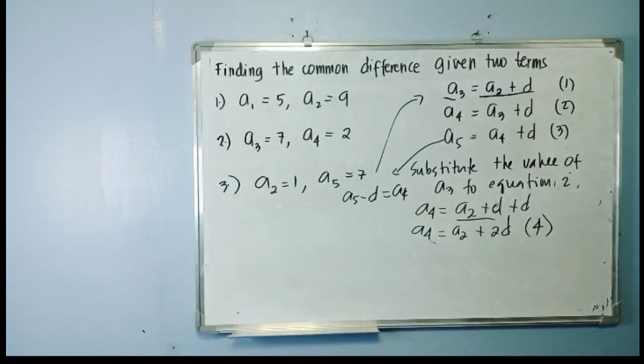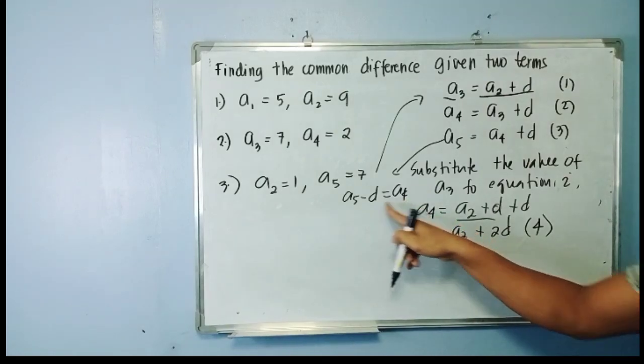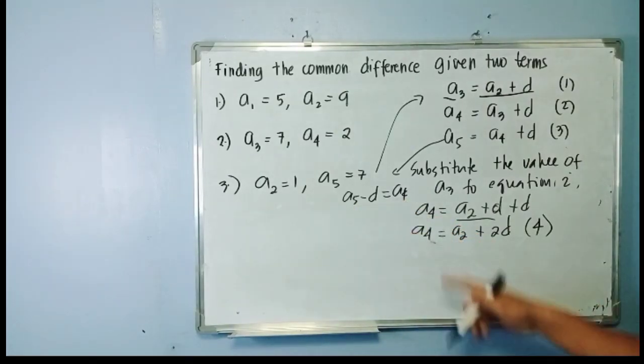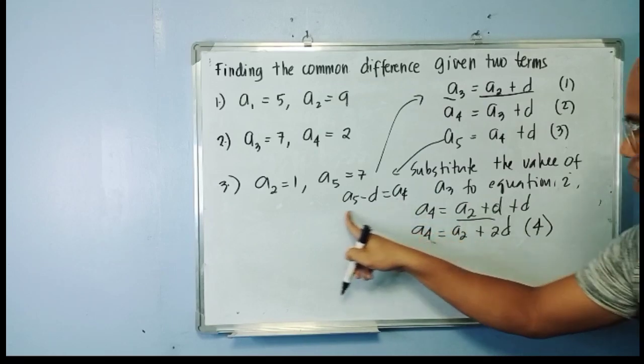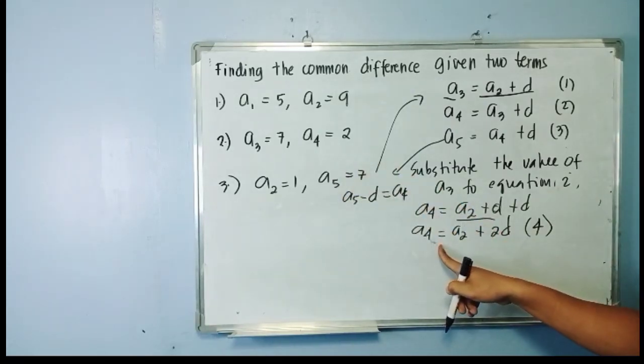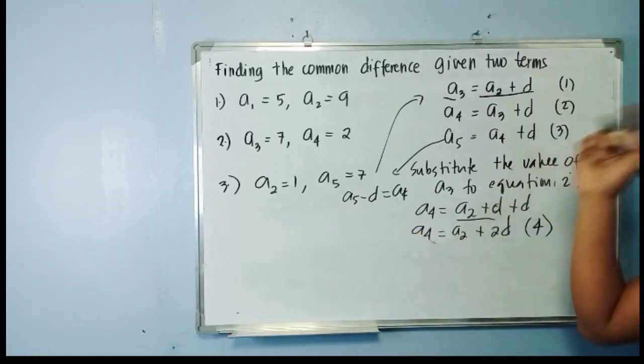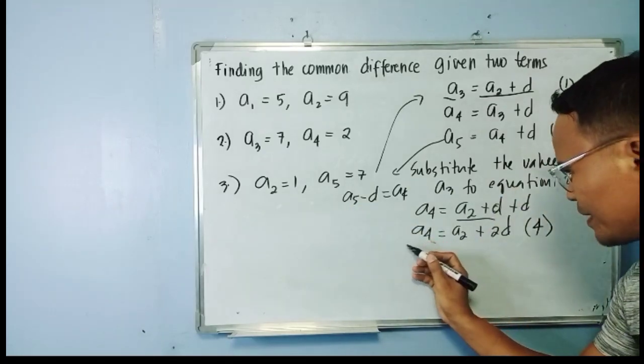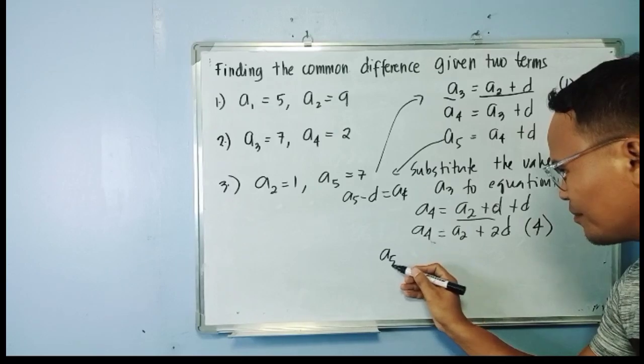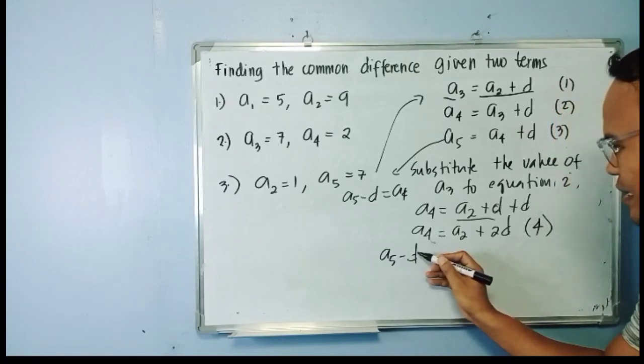Okay? So therefore, a sub 4 is equal to a sub 5 minus d. So substitute this equation here into equation 4. So the value of a sub 4 is a sub 5 minus d. So you are going to substitute. So this will become a sub 5 minus d.